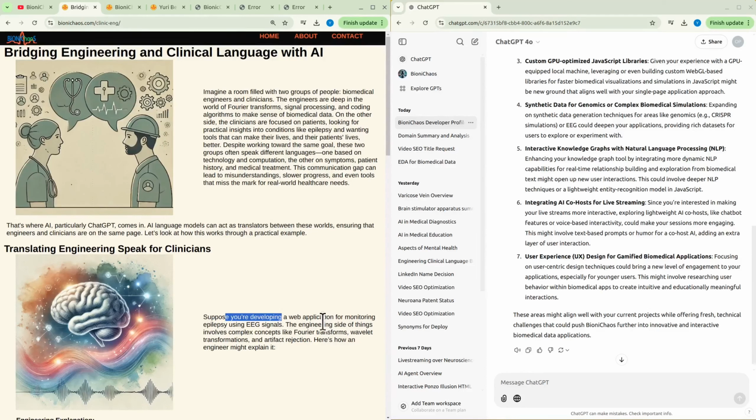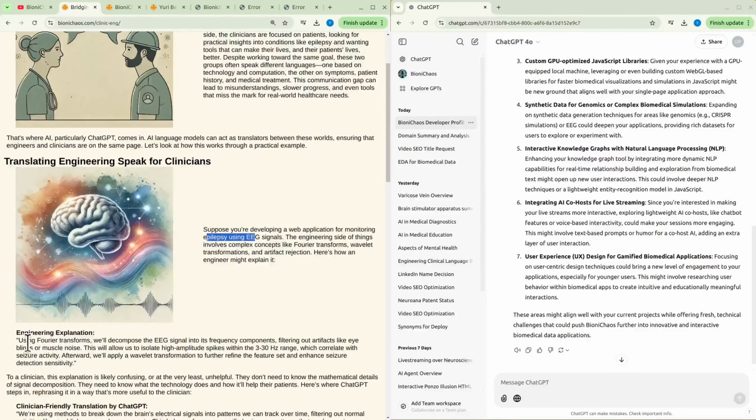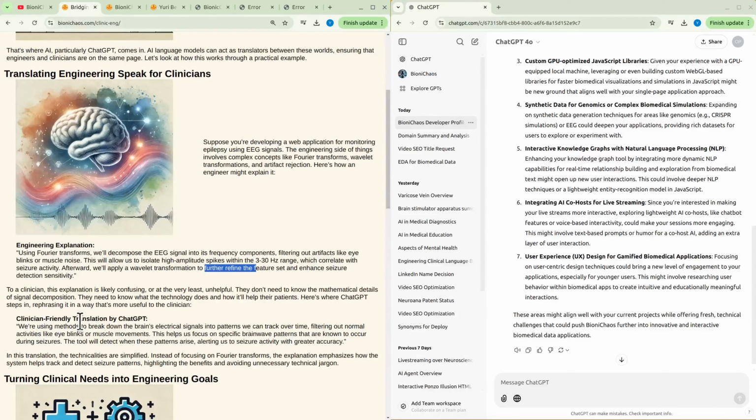This is an example where we develop a web application for monitoring epilepsy using EEG signal. We'll be using different explanations. The engineer might say that we are using Fourier transform to decompose EEG signal into frequency components, filtering artifacts, and so on, a wavelet transform. So we could use ChatGPT to essentially translate from one language to the other. In this case, they're both English, but you know what I mean, the concepts.